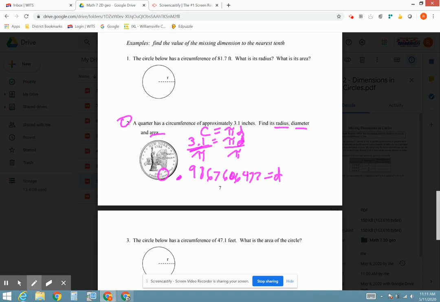Now I need half of that to get my radius, so it's still in my calculator. So I'm just going to hit divided by 2, and I get 0.4933803263 for my radius. Now if I want to use it to find the area, I have to know my area formula, which is area equals pi r squared.